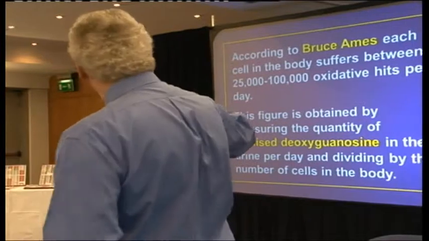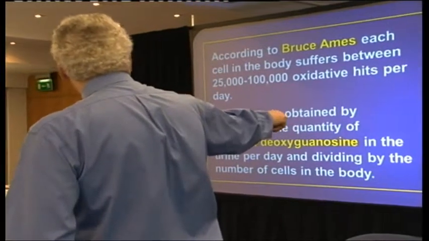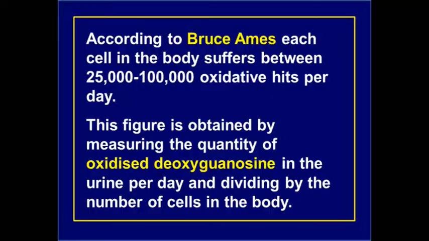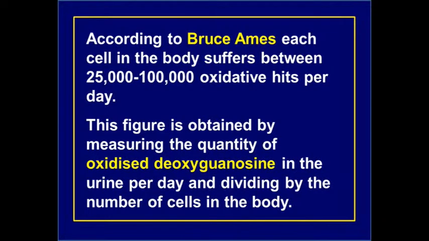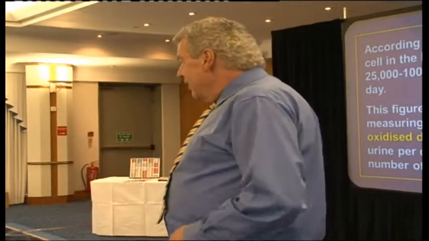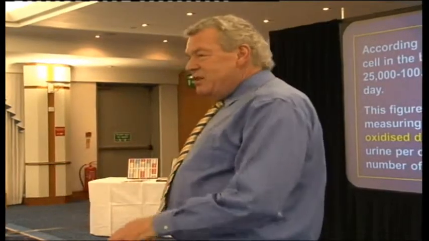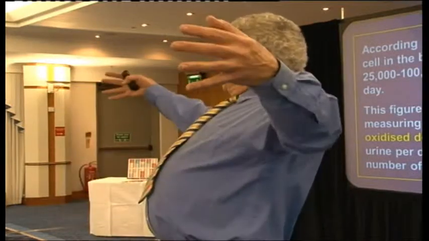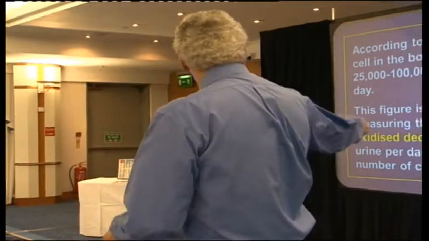How did he come to that conclusion? This figure is attained by measuring the quantity of oxidized deoxyguanosine, in other words, the damage to the DNA, in the urine per day, and dividing it by the total number of cells in the body. So how many cells are there in the body? 50 billion. Or is it trillion? Billion. What? It's billion, yes. Well, it doesn't matter. But some people got more and some people got less. And that's why there's the variety.